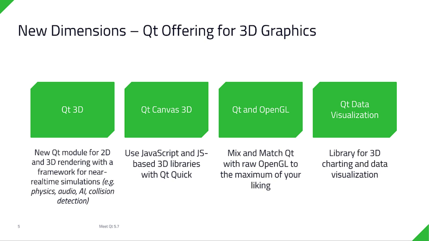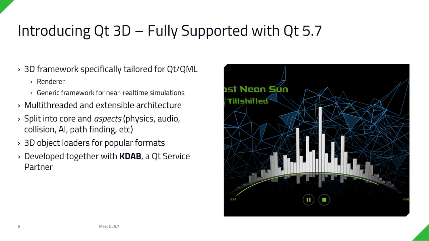And now with Qt 5.7 we're introducing the Qt 3D library. Qt 3D is not only a library for you to render 3D graphics onto the screen. So it's not just drawing 2D representations of a 3D universe, but it's also a generic framework for near real-time simulations. What this means is that you can also do all kinds of simulations in the 3D universe, for instance a physics engine, 3D audio, collision, artificial intelligence, pathfinding, etc.